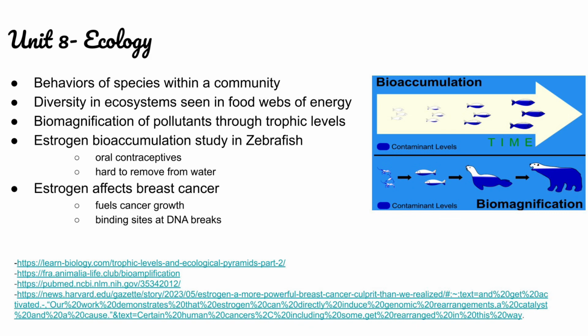Additionally, estrogen affects breast cancer because it fuels growth, like mitosis, of the breast cancer cells, and so it fuels rapid growth with no stopping, as well as some studies have shown that some binding sites of estrogen are correlated with DNA breaks at those points, which are some new studies. So that's how estrogen, if it's bioaccumulating in organisms that we eat, it is being biomagnified in our bodies as well.